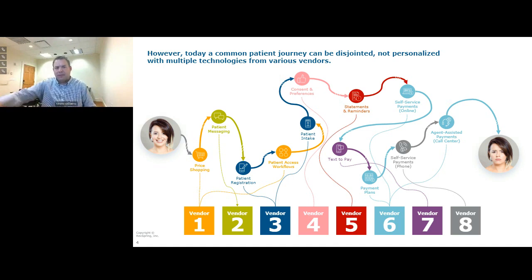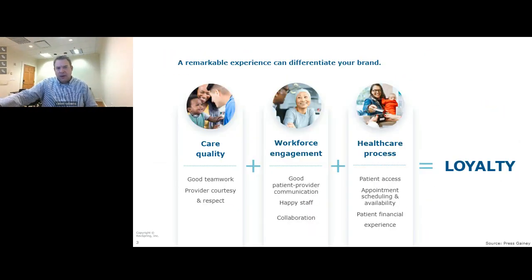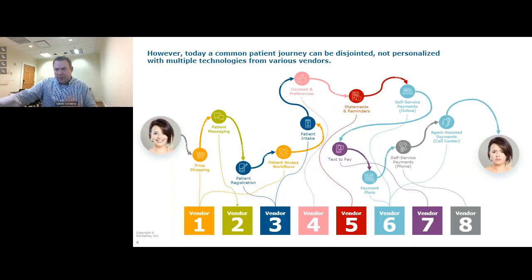But let's just point out some fragmentations around this process really quickly. And sorry for jumping around.